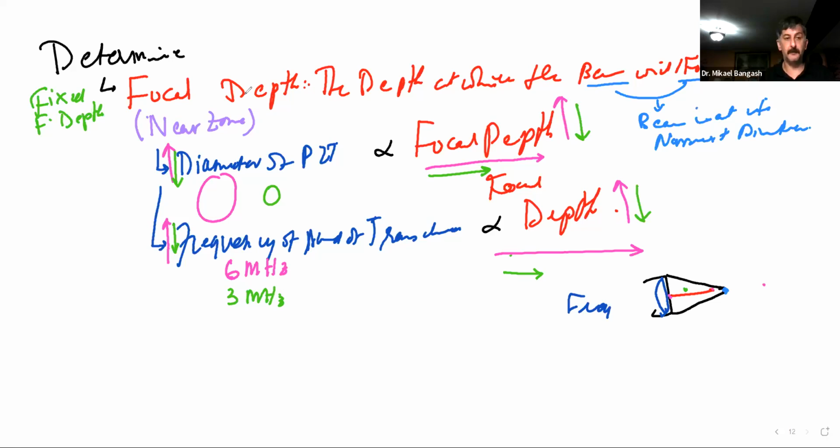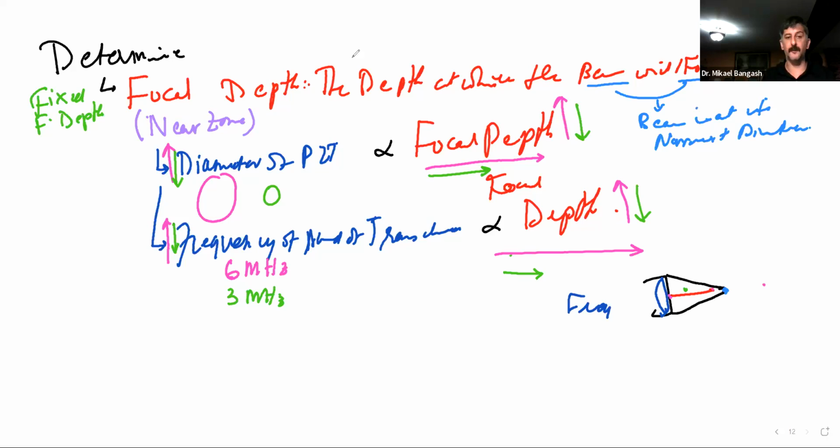Yep. So the relationship between focal depth and the diameter of the PCT and frequency of the transducer is directly proportional, which means when either of these two factors or both increase, that will increase the focal depth, whereas when either or both of these two factors decrease, that will cause a lesser focal depth. Did you girls get that?